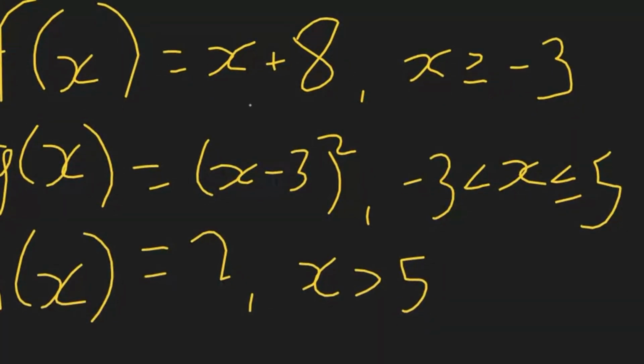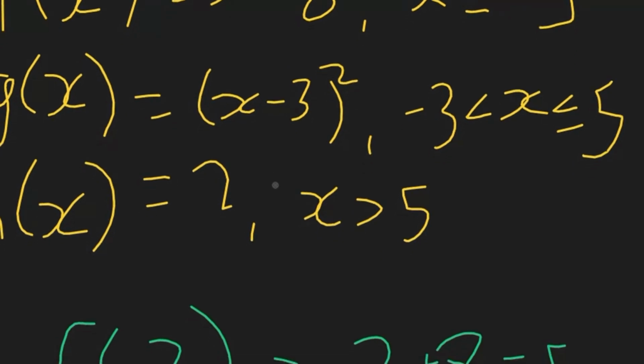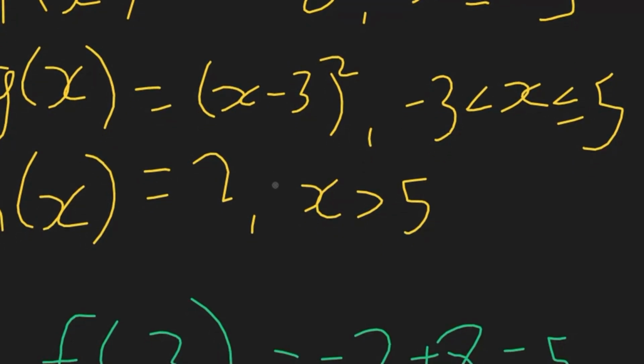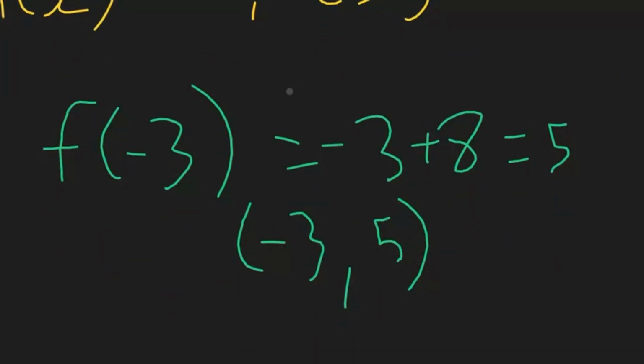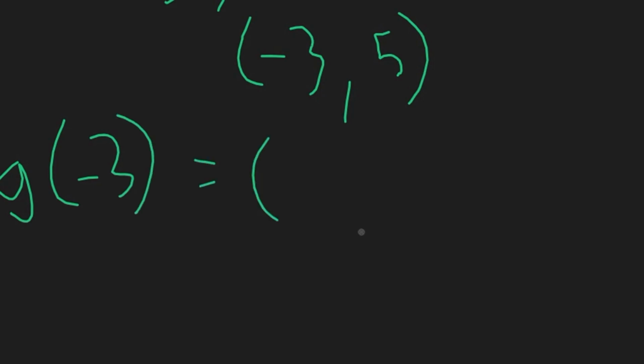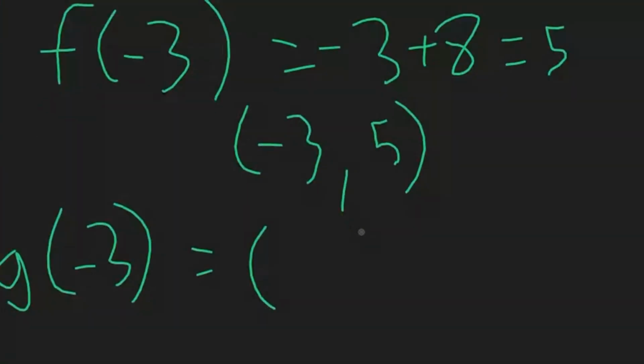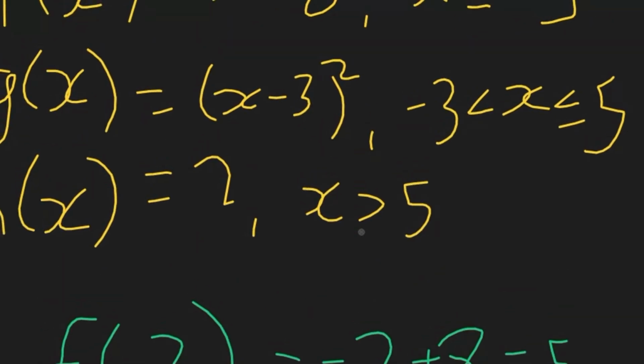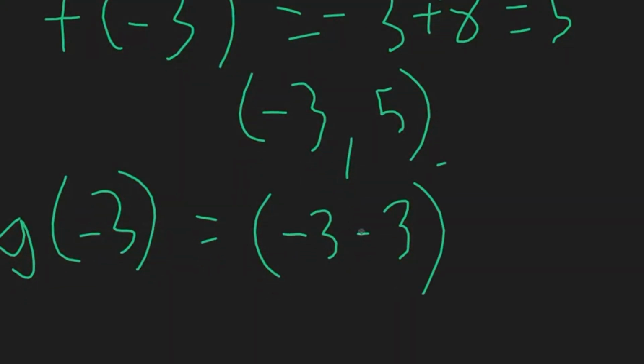Next up, we know the shape of g of x since it's a parabolic function. Now all we can do is find its values at negative 3 and 5 and estimate what it'll look like. So g of negative 3 equals negative 3 minus 3 squared, which equals negative 36. So it'll be out of our range.